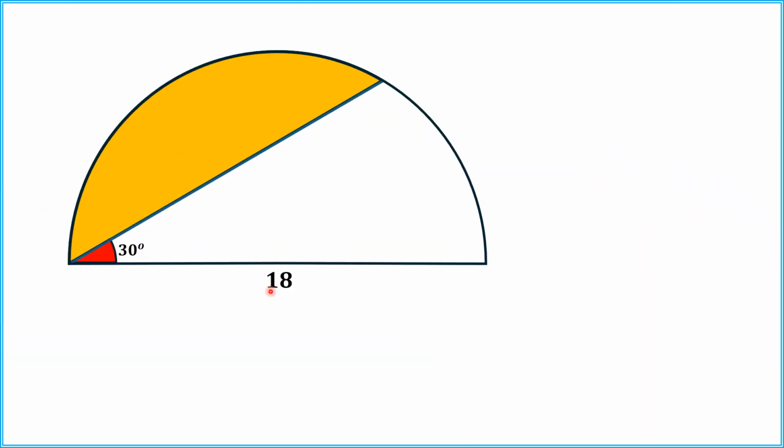First of all, we mark the center point of the semicircle. Since the diameter is 18, the radius of this semicircle is 9 units. We draw a line segment from this center point to this point. This is again a radial line of the semicircle and has a length equal to 9 units.